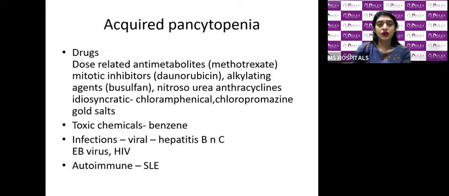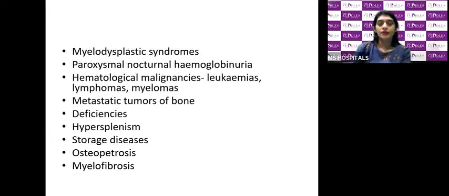Acquired pancytopenia. Drugs: dose-related ones like antimetabolites, methotrexate, mitotic inhibitors like daunorubicin, alkylating agents like busulfan, nitrosourea, anthracyclines; idiosyncratic ones like chloramphenicol, chlorpromazine, gold salts. Toxic chemicals like benzene. Infections: viral hepatitis B and C, EB virus, HIV. Autoimmune, like SLE. Myelodysplastic syndromes, PNH, hematological malignancies like leukemias, lymphomas, myelomas, metastatic tumors of the bone, deficiencies, hypersplenism, storage diseases, osteopetrosis, and myelofibrosis.